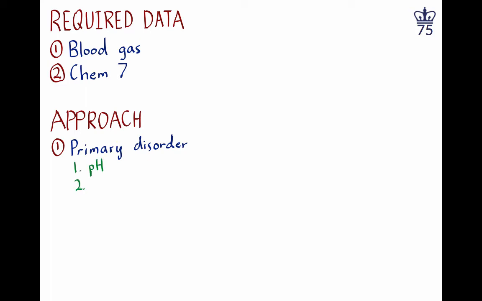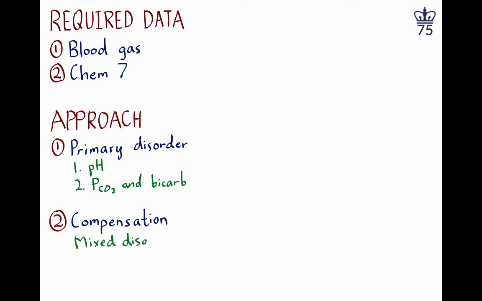Question number 2 is, what is the primary cause? So is the CO2 up or down, and is the serum bicarbonate up or down? And once we establish the primary disorder, we then say, is the compensation that is happening to offset this disorder occurring or not occurring? And with this, we make the diagnosis of a concomitant second or third disorder or not. What is the degree of compensation?